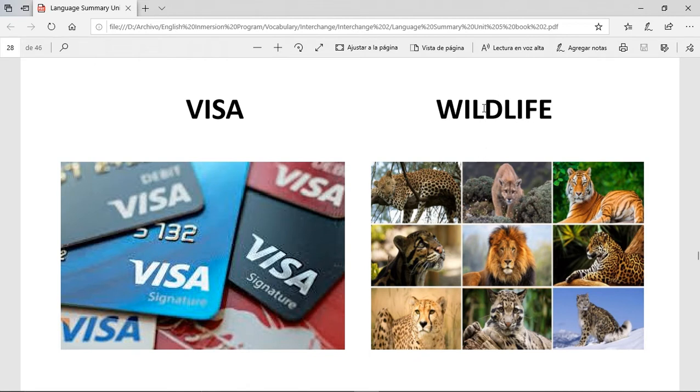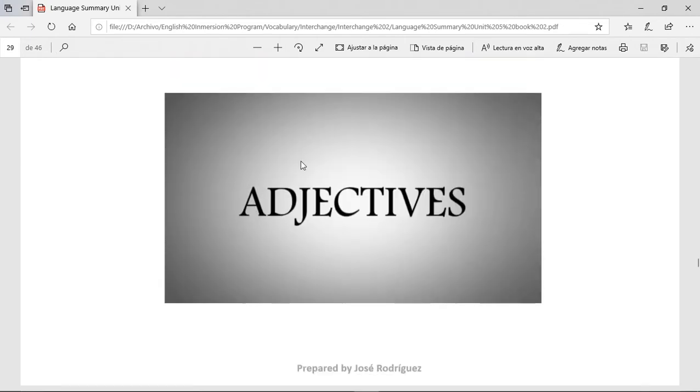Wildlife. It's life in the wild. Wildlife is all of the different nature that is not tame, that you cannot control. All of these felines are part of the wildlife.